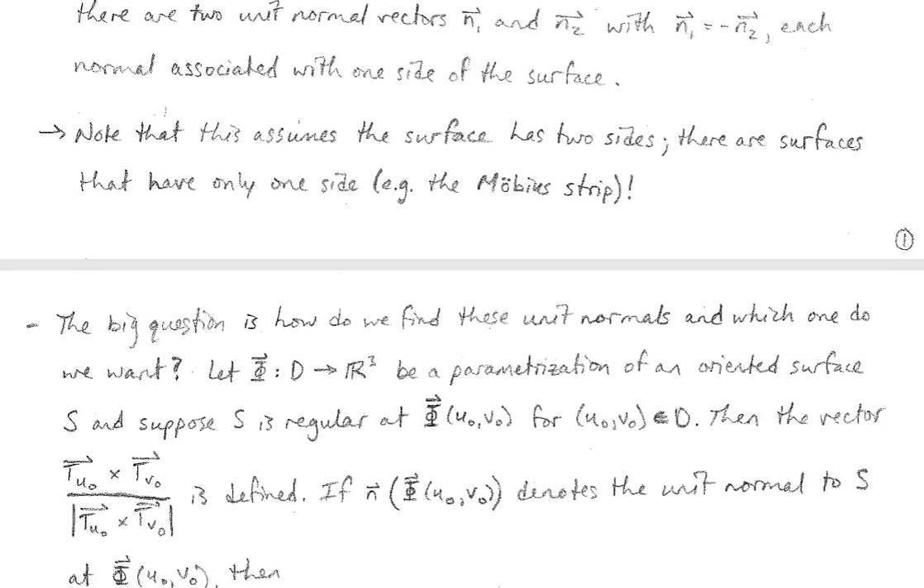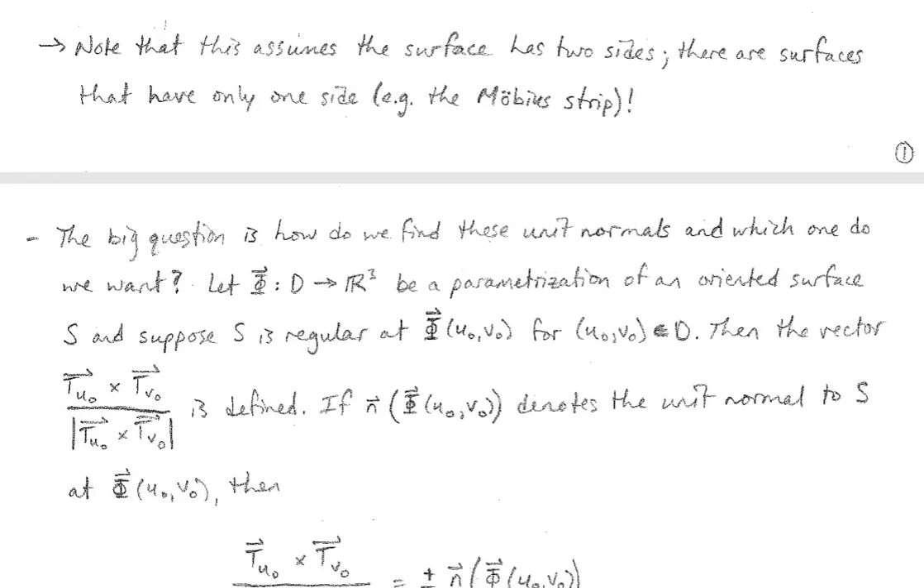So the big question for us is, how do we find these normal vectors of length 1, and which one of these things do we want? Going back to earlier in the course when we talked about vectors normal to a surface, we said that if we can parameterize our surface with capital Φ, we can find the vectors that are tangent to the surface in the u direction and in the v direction. That's our t_u and t_v.